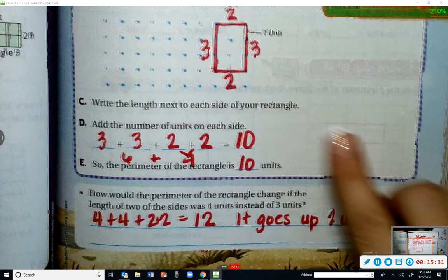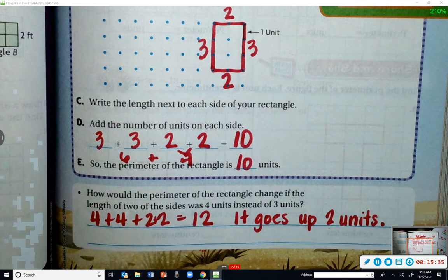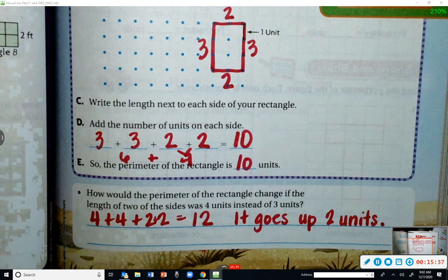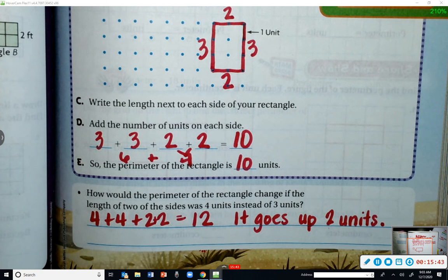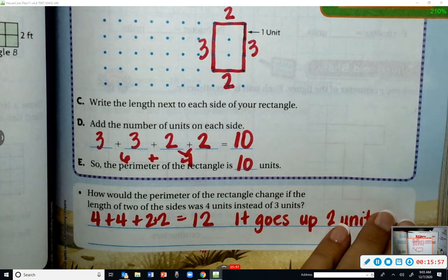Okay, it goes up 2 because we added 1 here and it added 1 here, so that's 2 more that we added on. Okay, any questions so far? Is this making sense? Yes. Perimeter? Good. Okay, let's flip the page.